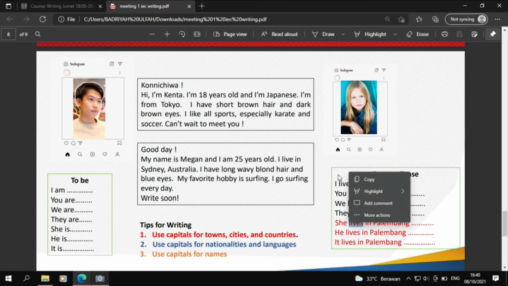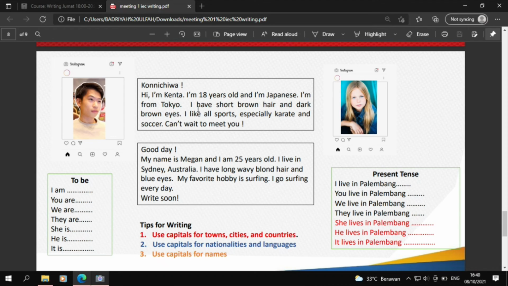Nih contohnya. I live in Palembang. Kalau saya tinggal di Palembang, you just use the word live. You live in Palembang. We live in Palembang. They live in Palembang. But when it comes to she, you write she lives in Palembang. He lives in Palembang. It lives in Palembang.